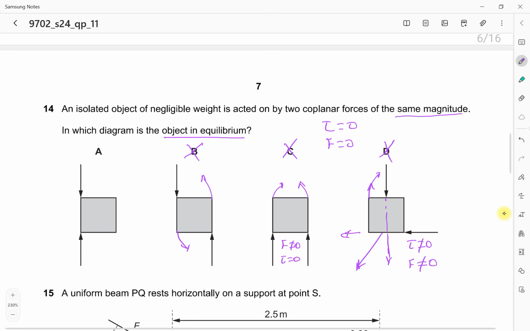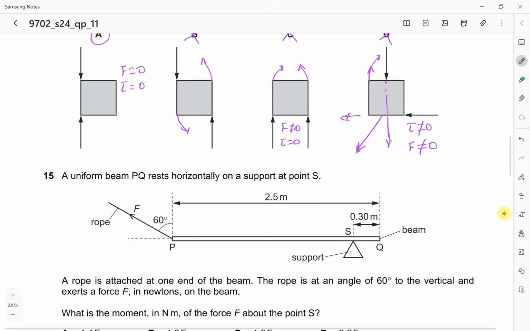So it's only this one which will make the body be in equilibrium, because each of them are acting through the same vertical line. So they have no resultant. The resultant force here is going to be zero because they're in opposite directions. But if they cause moments about these two points, the moments are going to cancel out each other. So this means the resultant torque is zero. So the answer is A.